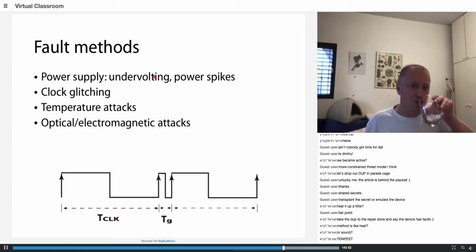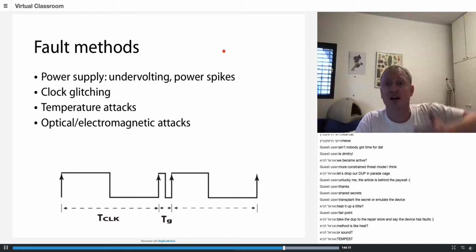Now, the other thing I can do is a power spike, just give a nice bump of power. When I give a power spike, all sorts of crazy things can happen. What sometimes happens is that a microcontroller decides that it's not going to execute the next command. It's just going to skip it and go on to the next command.